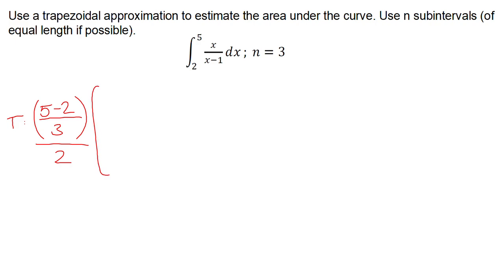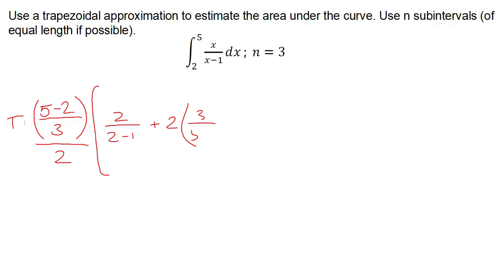And so then we'll do the first y value, which will be the value of this at 2. So that'll be 2 over 2 minus 1. And then plus 2 times the value at 3, right? Because if we have 3 subintervals and the length is 3, each one is a width of 1. So the next one's going to be this at 3.